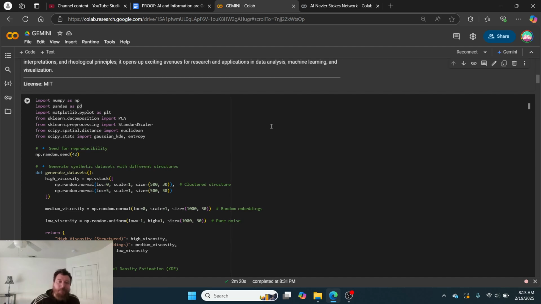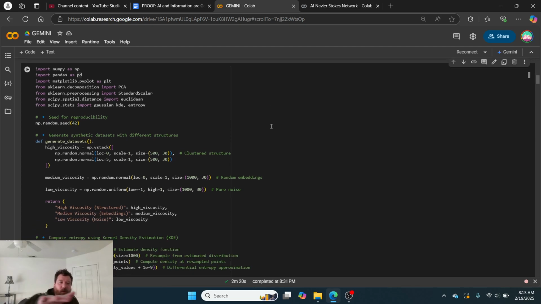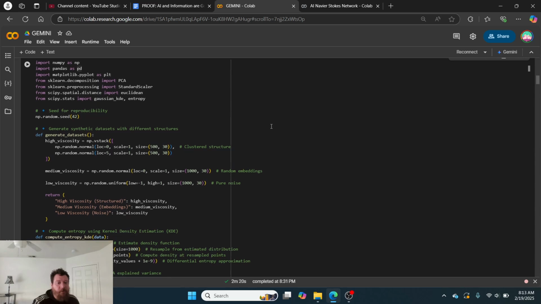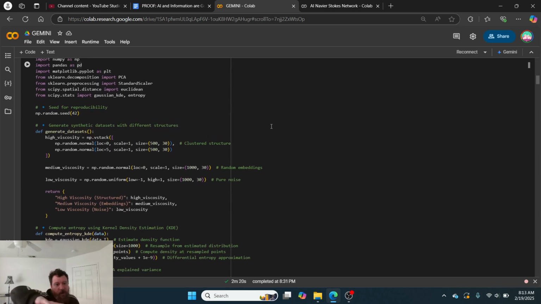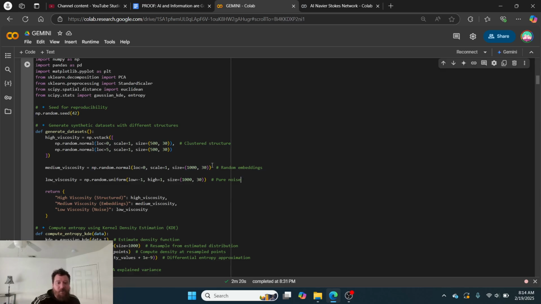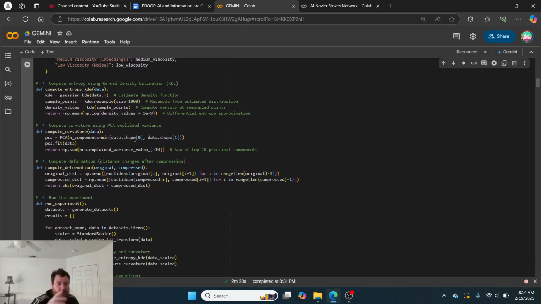So going into the notebook itself, and essentially the code of the experiments. The first experiment that I do is that I design upfront 3 data sets. The 3 data sets I assume will be a high viscosity, which is a structured data set, medium viscosity, like an embeddings data set, and low viscosity, which is just pure noise. And I structure the data sets the same way every single time.